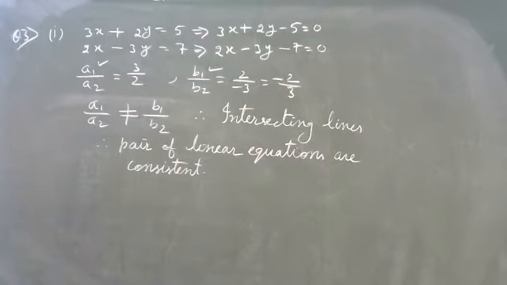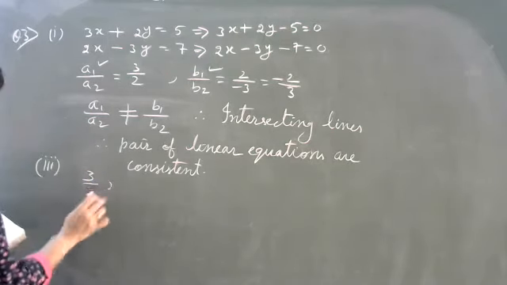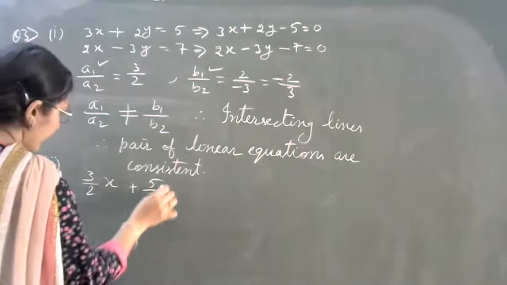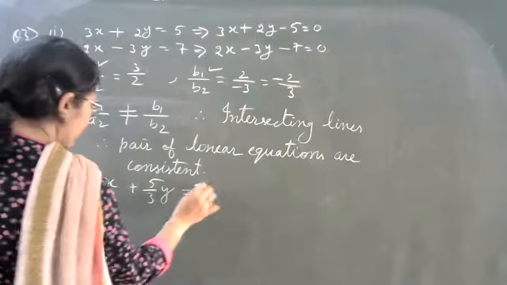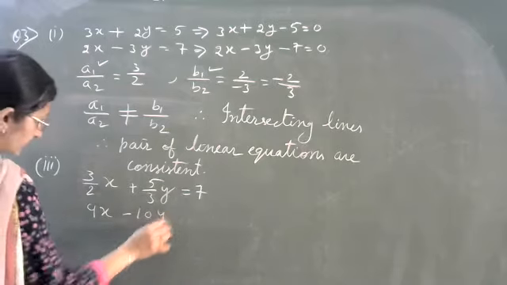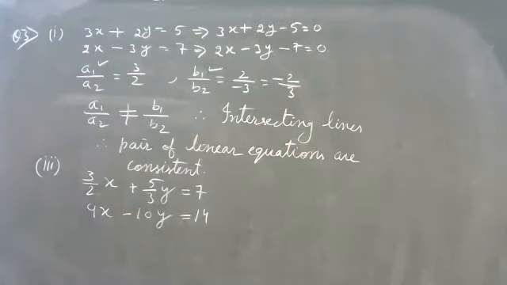Similar is the third part. In the third part, the second part you have to do yourself. 3 over 2x, sorry, 3 over 2x plus 5 over 3y is equal to 7. This is the first equation. And the second is 9x minus 10y is equal to 14. It is the second equation. Now you have these two equations. Clear? You have to tell whether the solution is consistent or inconsistent.